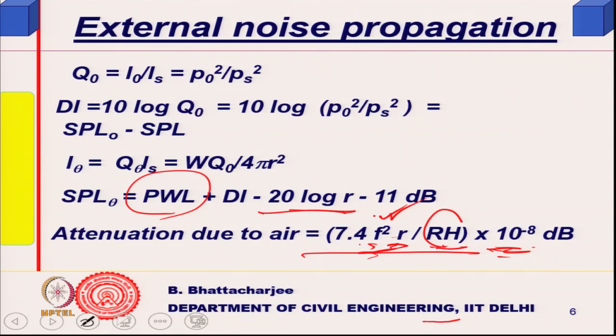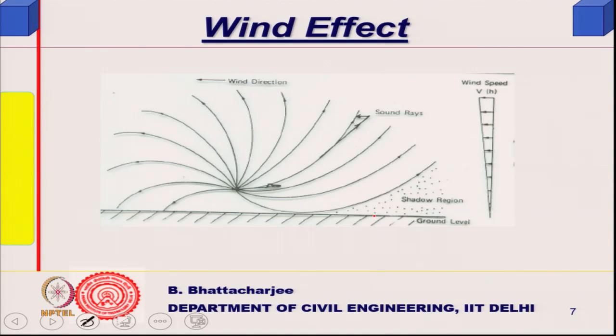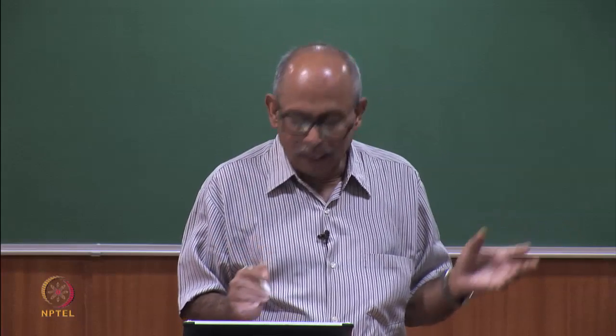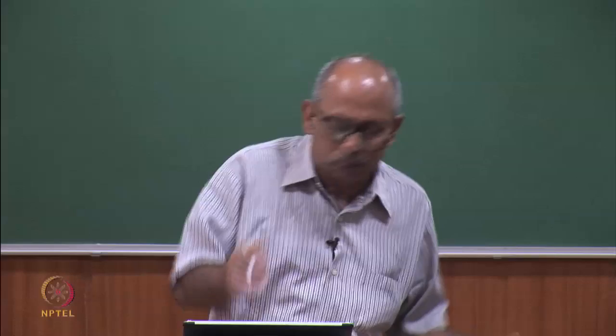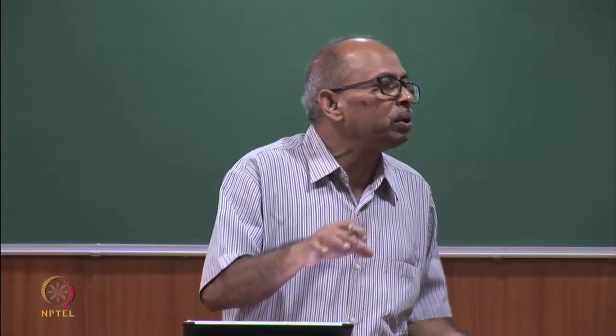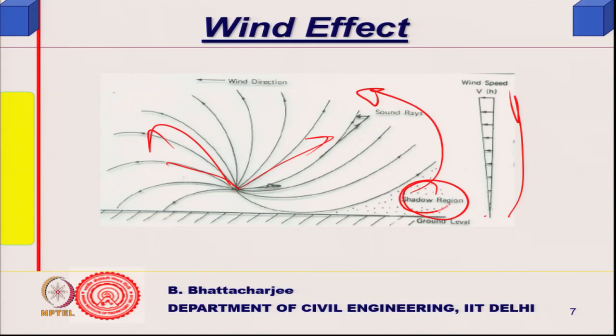One more issue is related to the effect of wind. You know the velocity gradient is like this. Remember the velocity gradient we talked about, where velocity is higher. So what will it tend to do? It will tend to bend the spherical wave front in open space. It should have gone equally in all directions. But since the velocity here is higher and here it is less, it will have a tendency to cause a rotation of this. This causes a shadow region here.